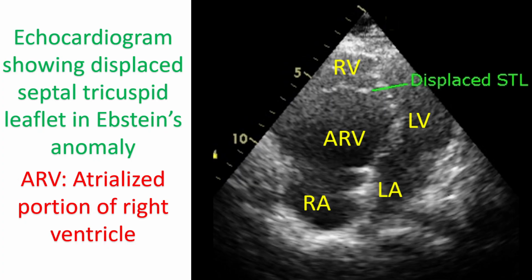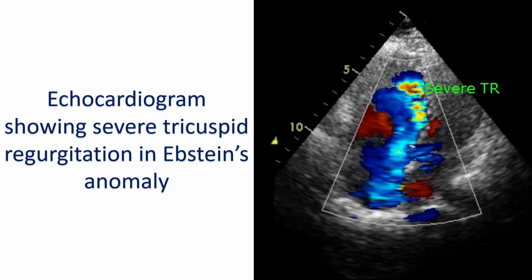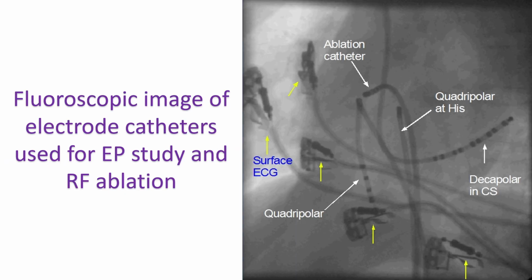This echocardiogram in Ebstein's anomaly shows the gross distal displacement of the septal tricuspid leaflet and the atrialized portion of the right ventricle. This color Doppler echocardiogram shows severe tricuspid regurgitation as a bluish mosaic jet from right ventricle to right atrium. Those with recurrent supraventricular tachycardia may need an electrophysiology study using intracardiac electrodes.